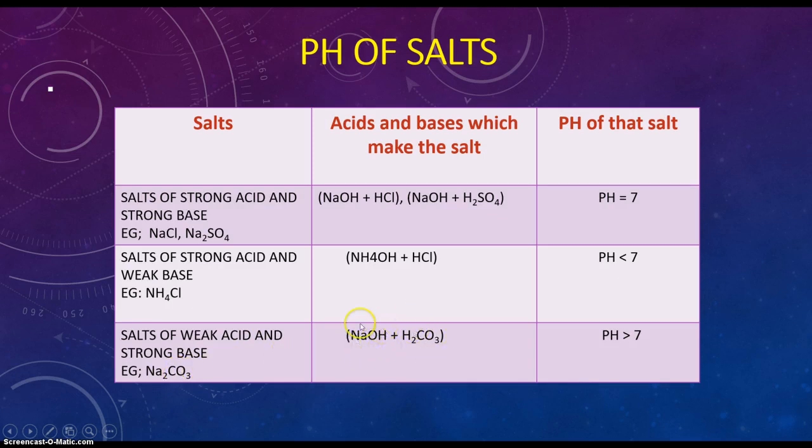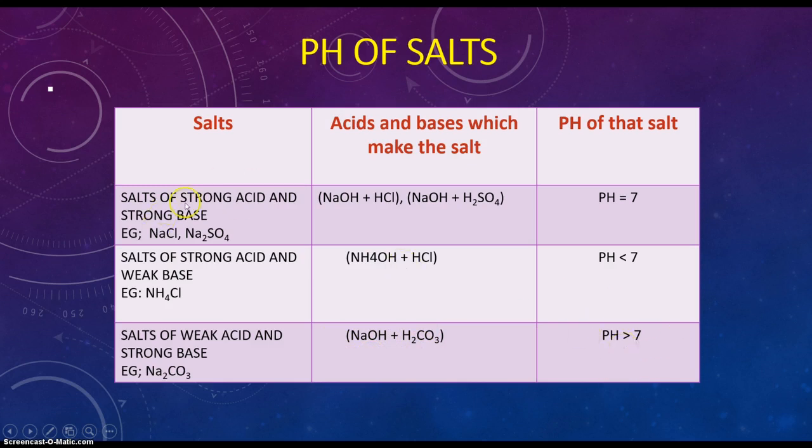NaOH, sodium hydroxide, is a strong base, whereas H2CO3, carbonic acid, is a weak acid. So this strong base would completely neutralize the weak acid, and after neutralization there will still be some NaOH molecules present in excess in the solution. So due to the presence of this excess of NaOH molecules after the neutralization of carbonic acid, the pH would be greater than 7.